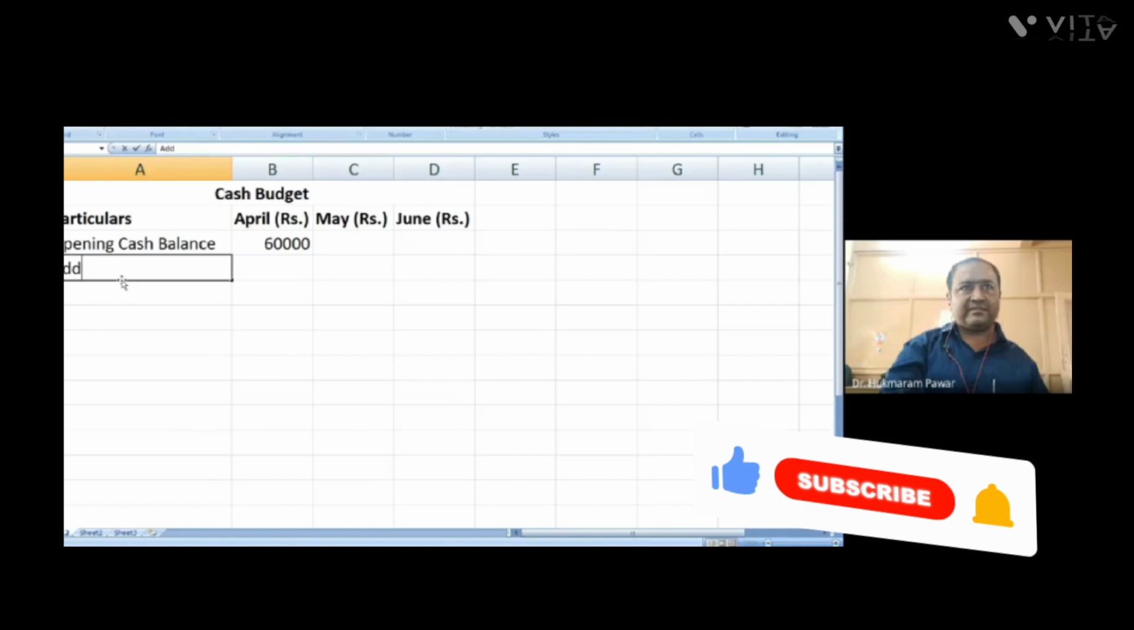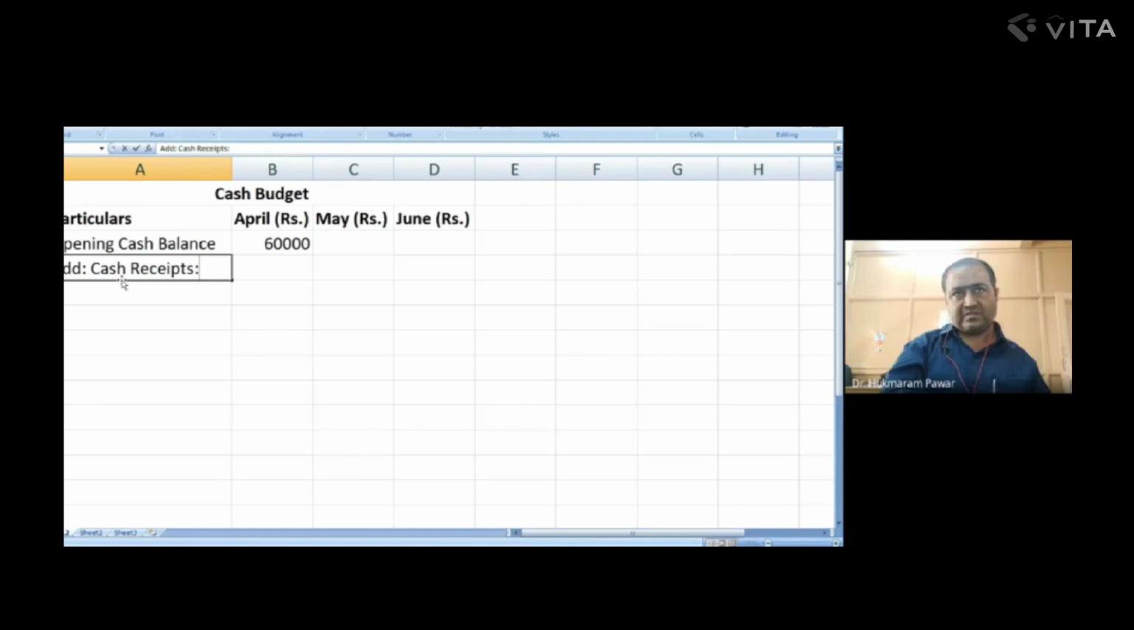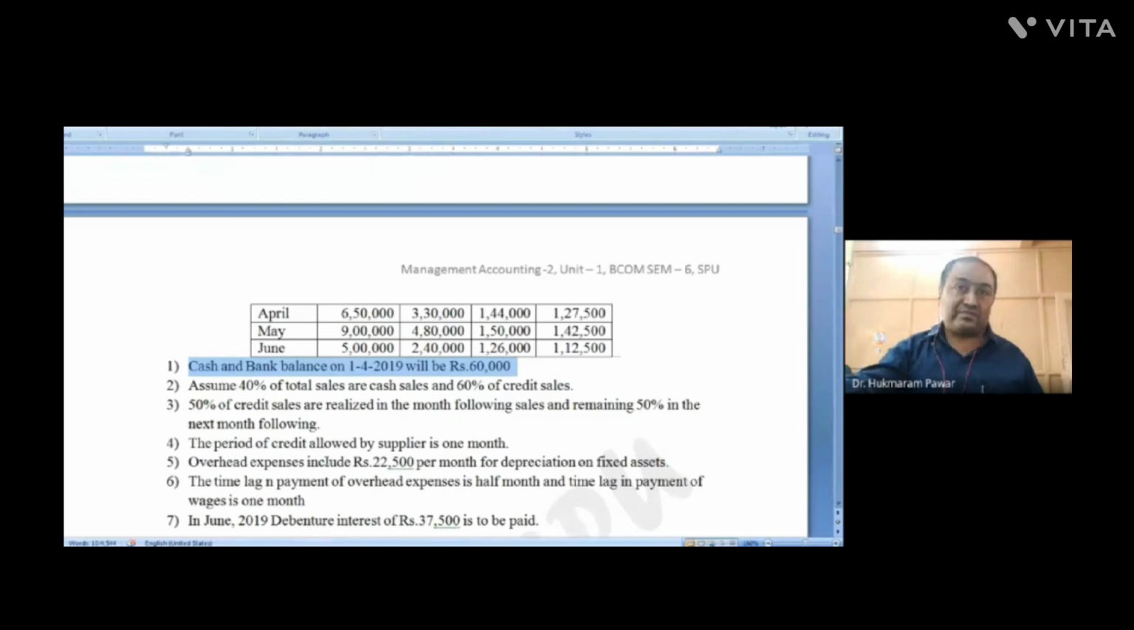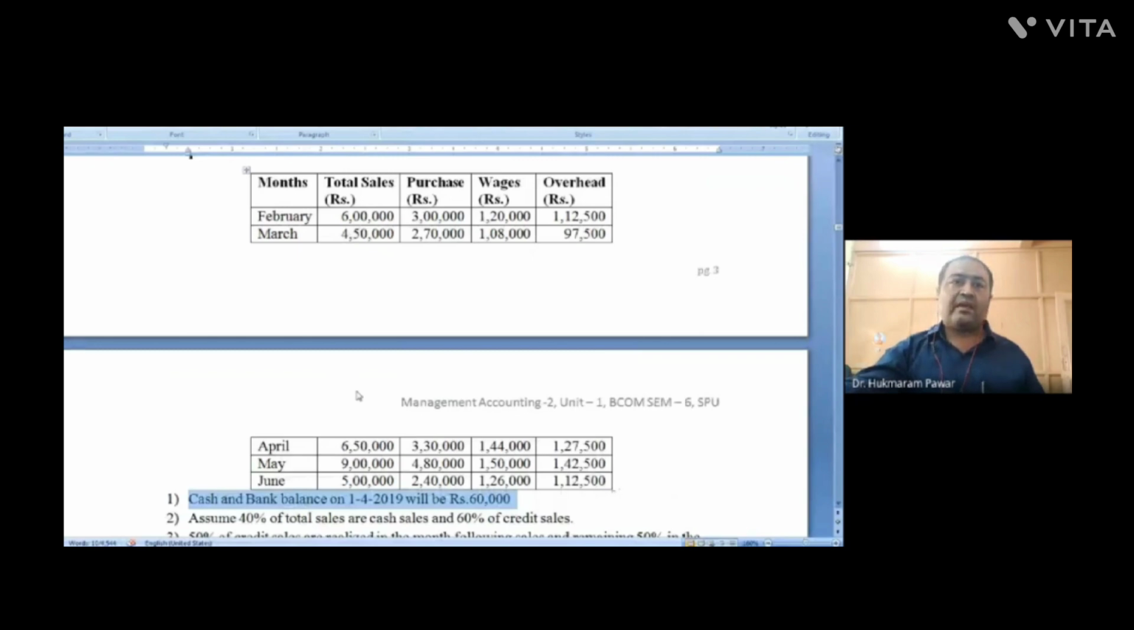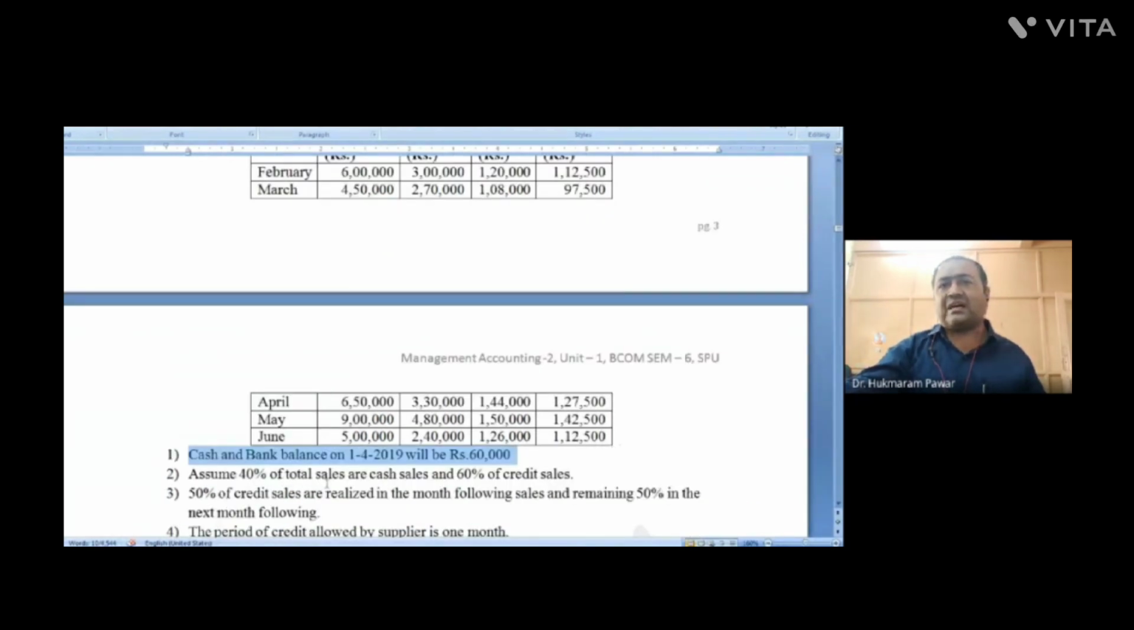Then after that, add cash receipts. In cash receipts, the biggest receipt in every business, as you know, is sales. So what about the sales here? Total sales are given to you from February to June. Assume 40% of the sales are cash and the remaining 60% are on credit. Cash means the amount is received in the same month, the month of sales. April to April and March to March.